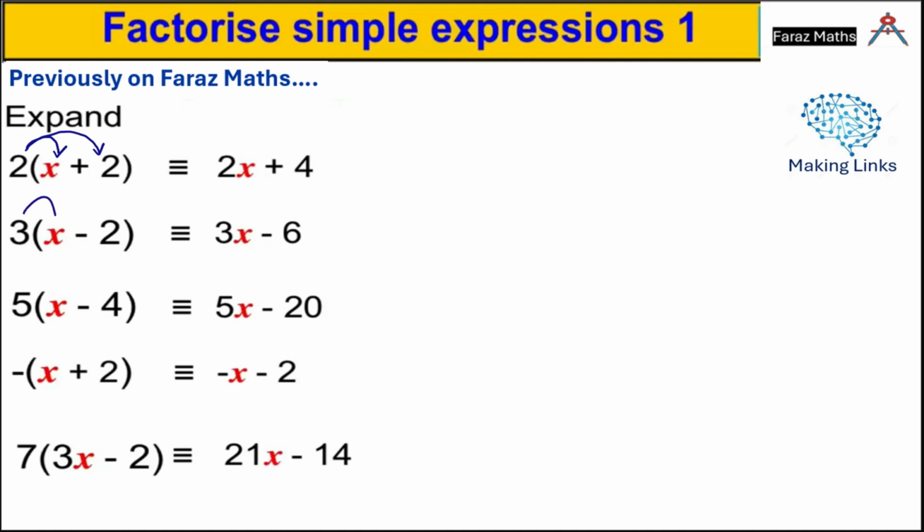Similarly, we do 3 times x, that is 3x, and then 3 times minus 2, that's minus 6. 5 times x, 5x, and then 5 times minus 4, that's minus 20. Now here we have negative 1 over there. If there is a negative sign, it means there is negative 1. So negative 1 times x is negative 1x, and we know that negative 1x can be written in this way, negative x. Negative 1 times plus 2 is negative 2. 7 times 3x is 21x, and then 7 times minus 2 is minus 14.